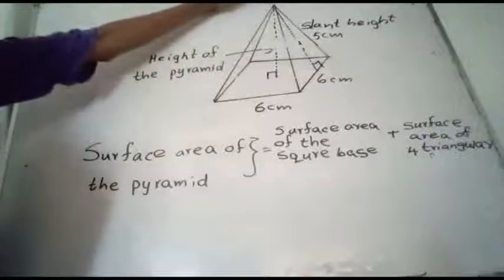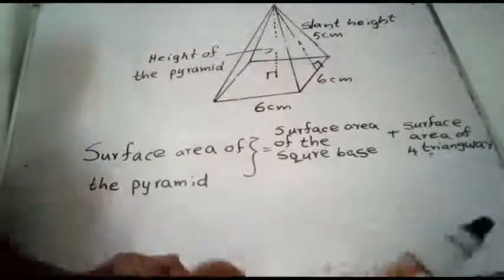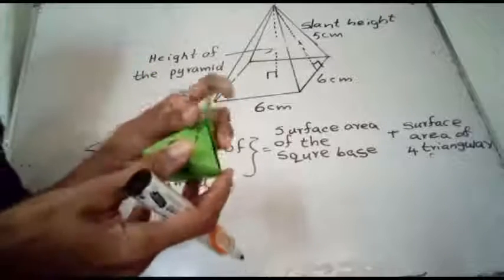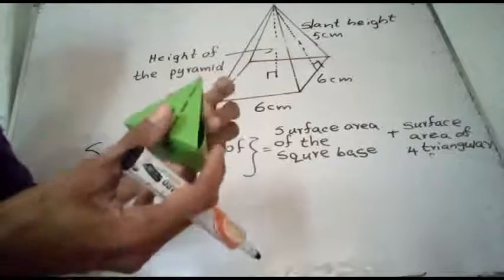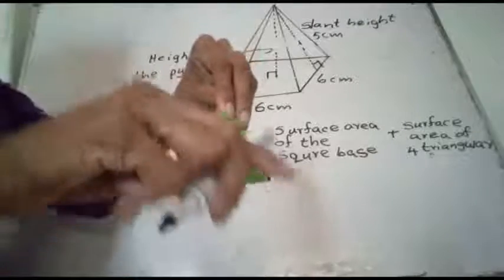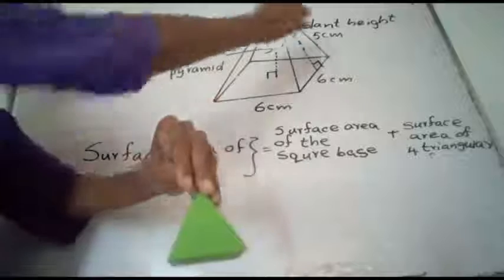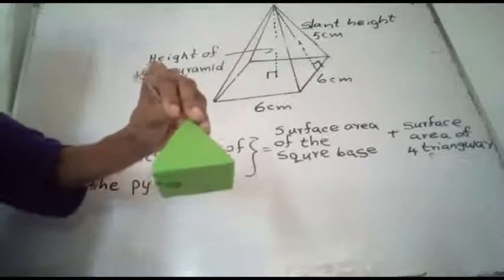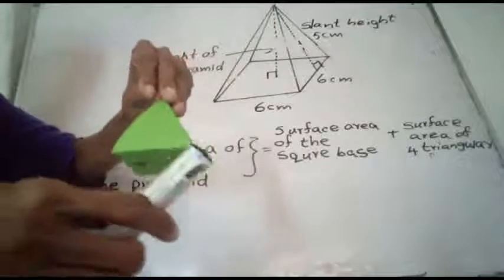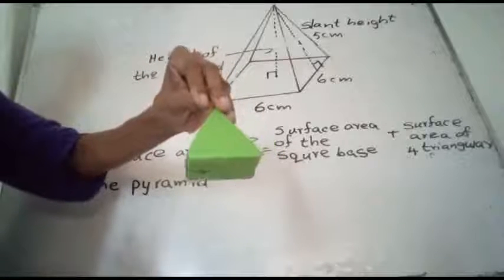The slant height of the square base pyramid is 5 centimeters. This is the slant height. The side length of the base is 6 centimeters. Find the surface area of this pyramid.